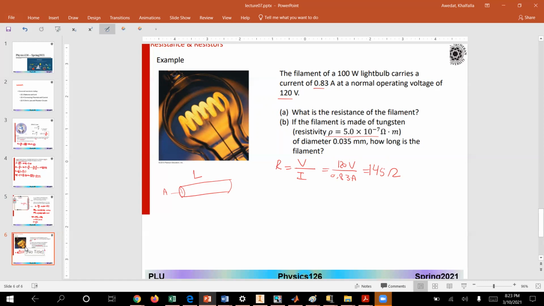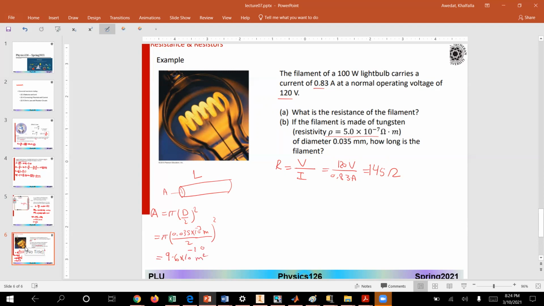So first, let's find A as the area, which is basically pi r squared or pi times d divided by 2 squared. Where d is the diameter here. So I have pi times 0.035 times 10 to the minus 3, and this one is meters, divided by 2, and here is the square. I end up with the value 9.6 times 10 to the minus 10 meter squared.